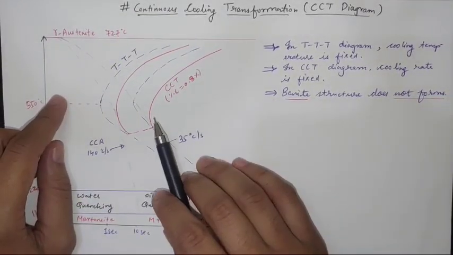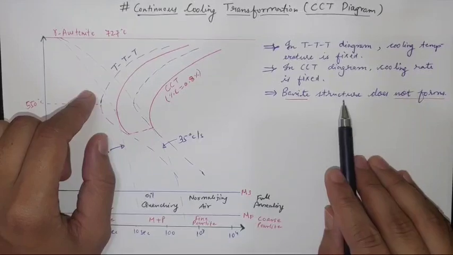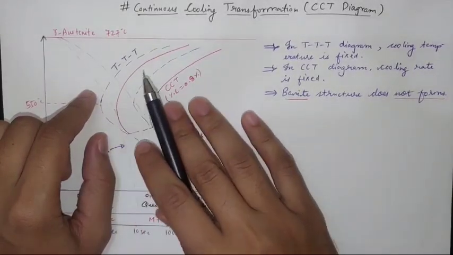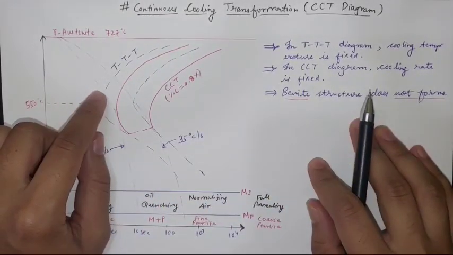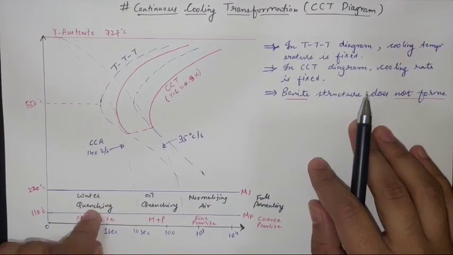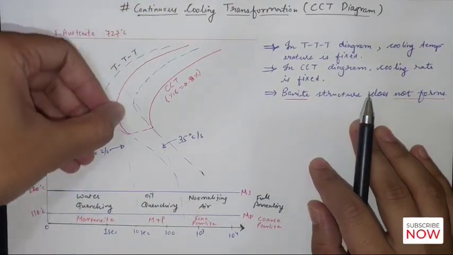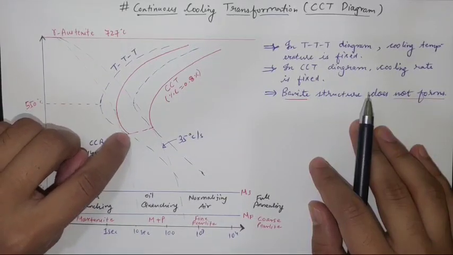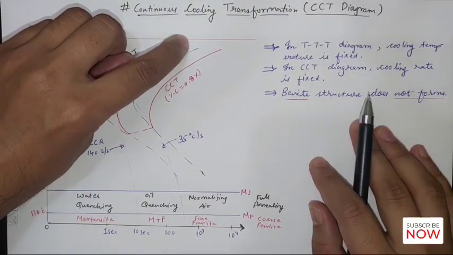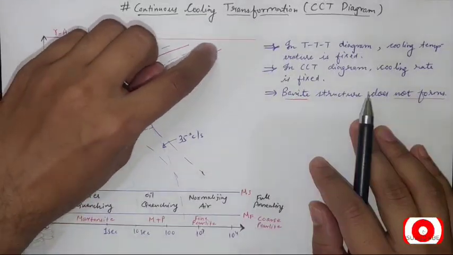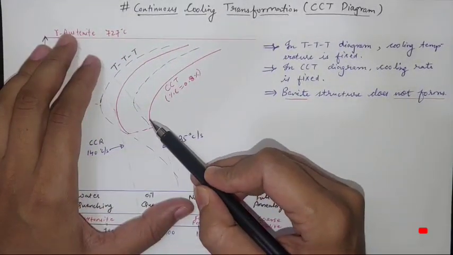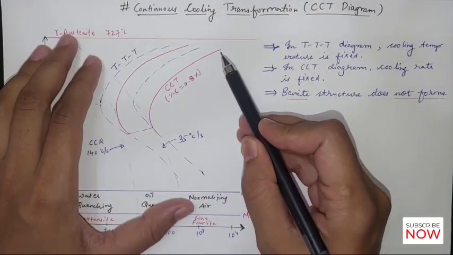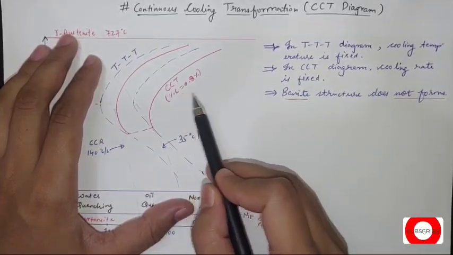The first point is that in this diagram the bainite structure does not form. In this CCT diagram, only pearlite and martensite are formed. The red line on the left side is called the austenite start, meaning the starting of austenite decomposition into pearlite. This particular line is the 100% decomposition of austenite into pearlite. So in this region we get pearlite.